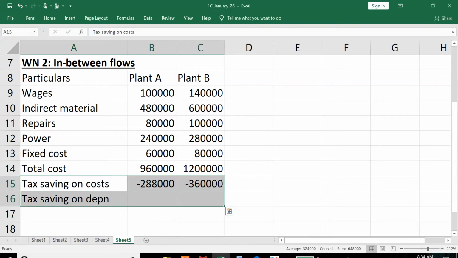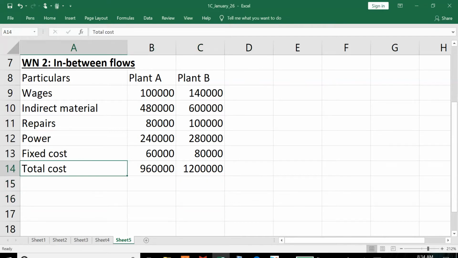As far as this question is concerned, it ends here. That's all. Total cost, no depreciation, nothing. This is the annual cost. Total outflow: 9 lakh 60 thousand and 12 lakhs.